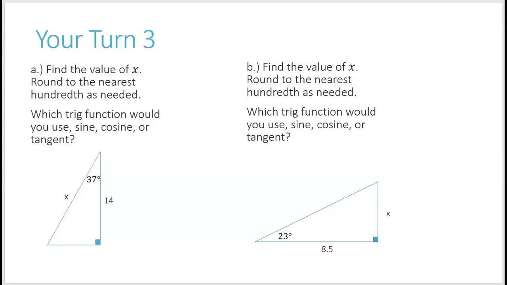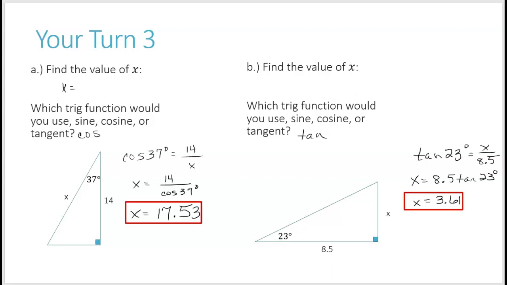Okay, hopefully you had the opportunity to get both of those worked out. We're going to go ahead and jump to the next slide so that you can check and see if you got the correct answers.